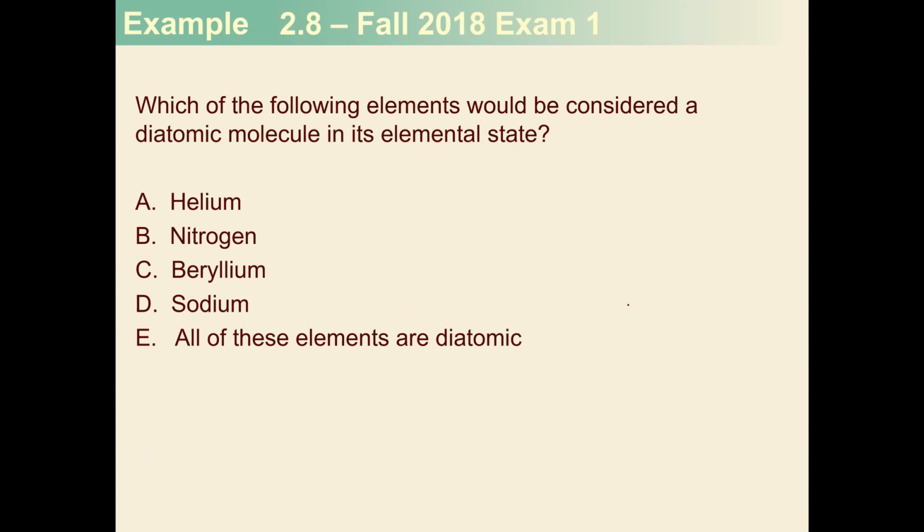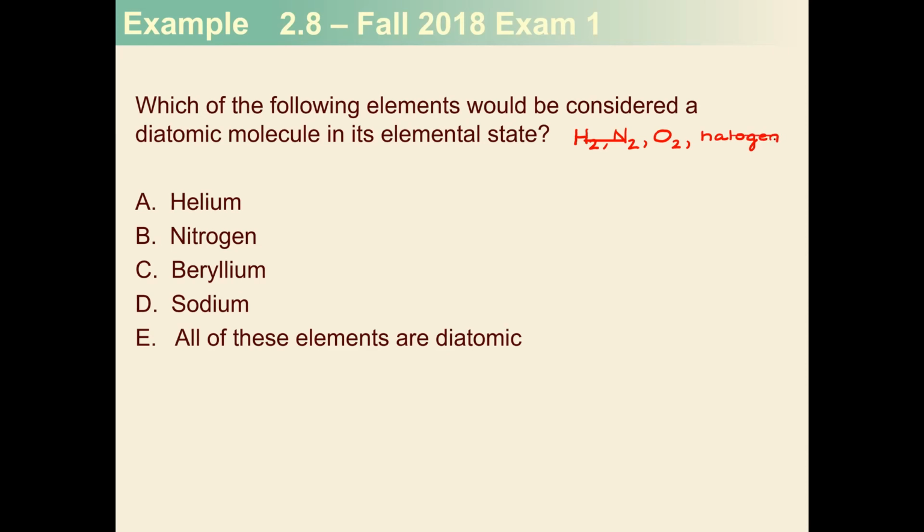So one way of looking at this and determining our diatomic molecules is that we have a list of them. This is going to be hydrogen, nitrogen, oxygen, and then we have to be very concerned about our halogens. So that is going to be fluorine, chlorine, bromine.